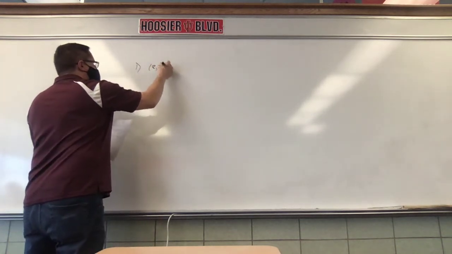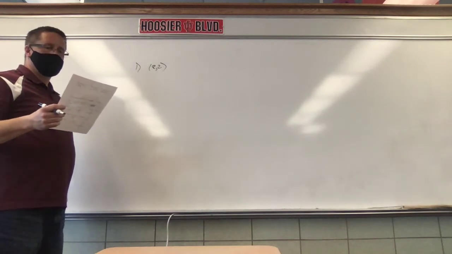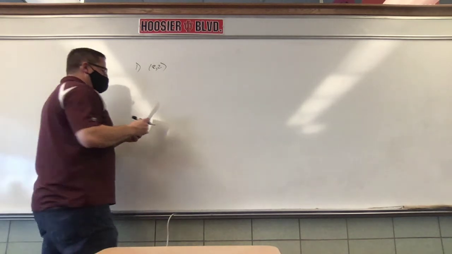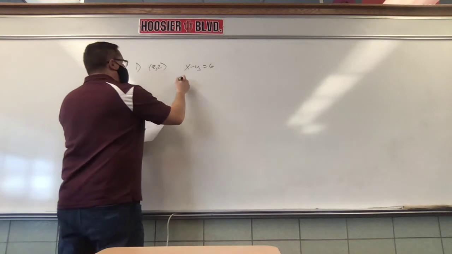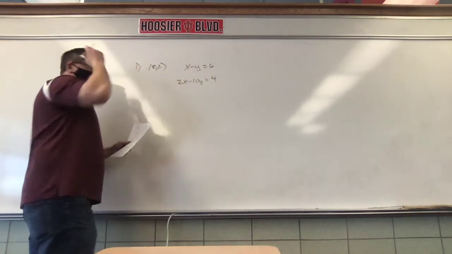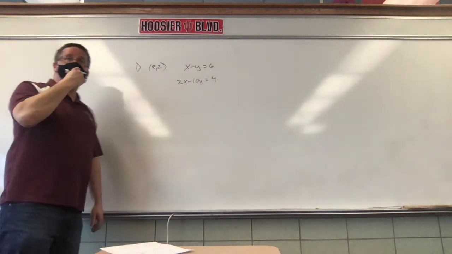What number is that? Is that like a 10y? Yeah, 2x minus 10y is 4. So x minus y equals 6, and they give us 2x minus 10y equals 4. They're not asking what is the solution. They just want to know, is this the solution? So how are we going to check to see if it's the solution?